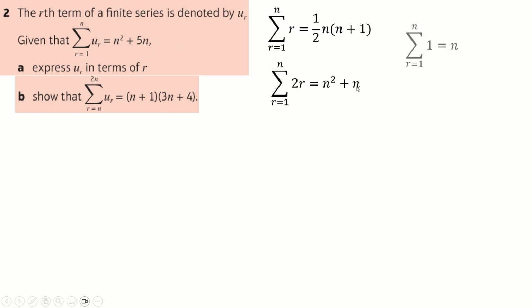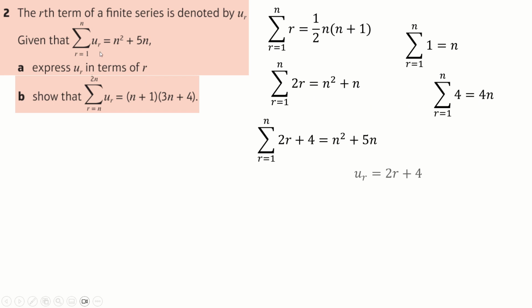But I can make more n's by just doing this. The sum from 1 to n of 1 is just n. So therefore, if I times everything by 4, I'll get 4n. And if I could just combine these two results here, I'll get n squared plus n plus 4n, which is n squared plus 5n. And this will be the function that I need to use at 2r plus 4. So that's that.